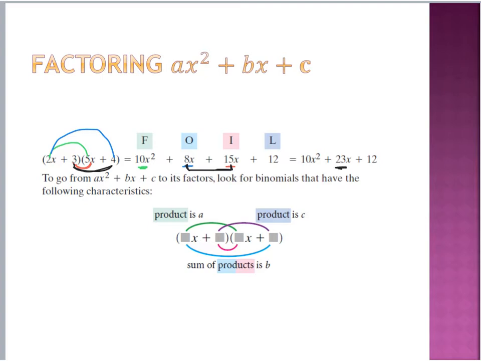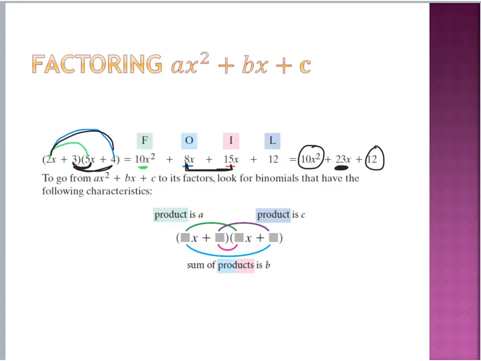So essentially, once we got our 10x squared, or the first term of our trinomial, and our 12, which was the last term, those numbers don't change. But to get this middle term, we actually had to multiply the two outsides and then the two insides together and then add them up. If you can understand that, then this stuff will honestly be a piece of cake for you.